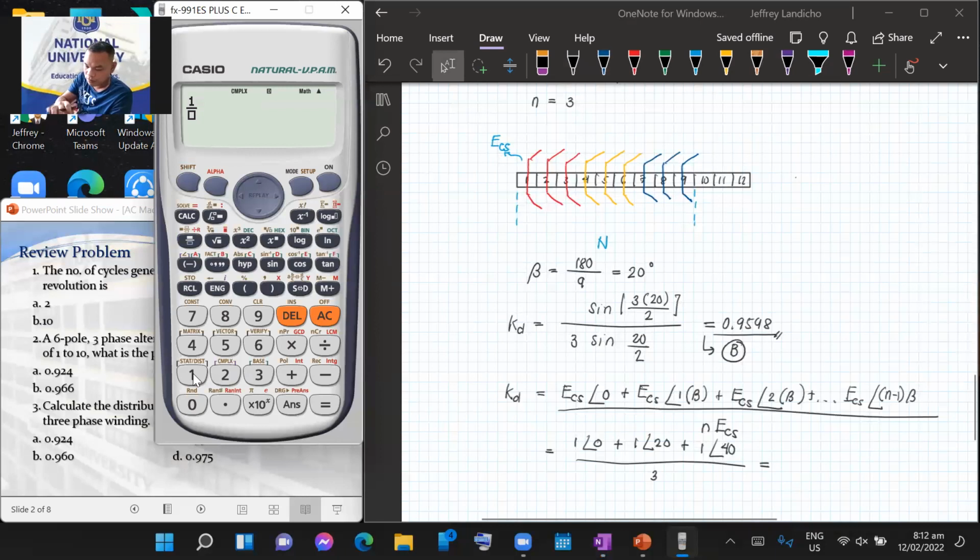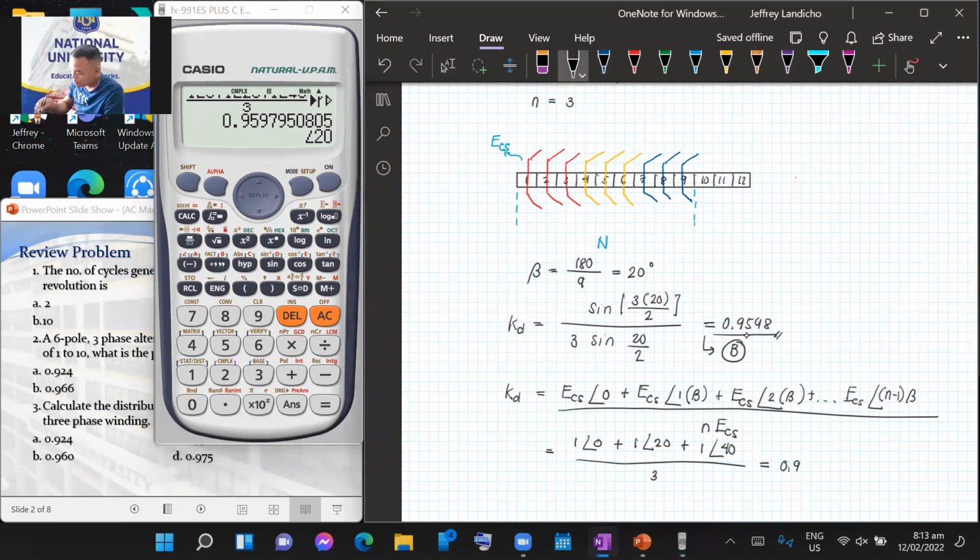So let us consider 1 bar angle 0 plus 1 bar angle of 20 plus 1 bar angle of 40, over 3. Shift complex 3. So, kunin mo na lang yung magnitude. So, it should be 3, no? Yung parehas lang. So, 0.9598. So, it should be 6.